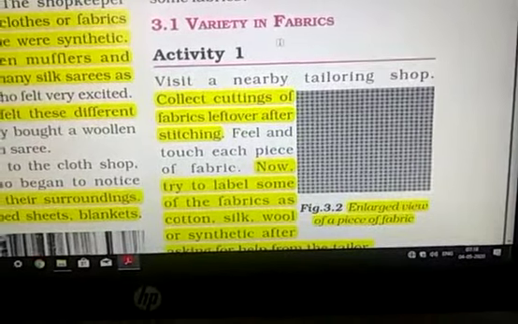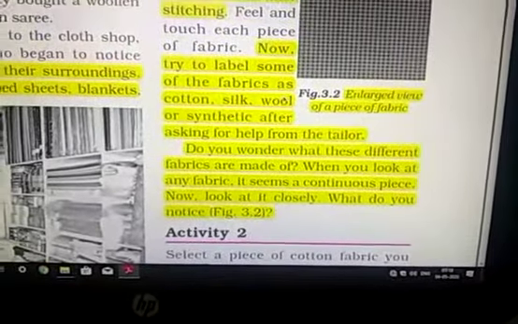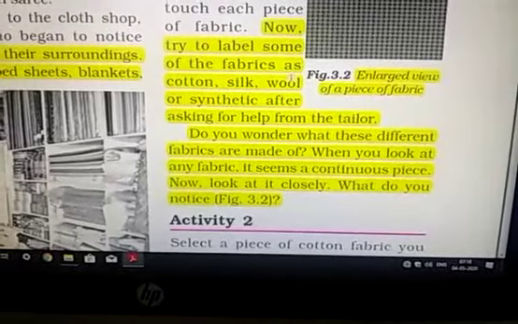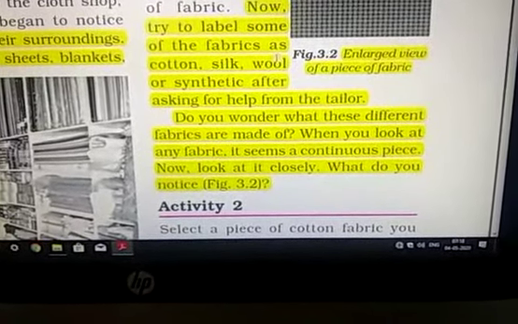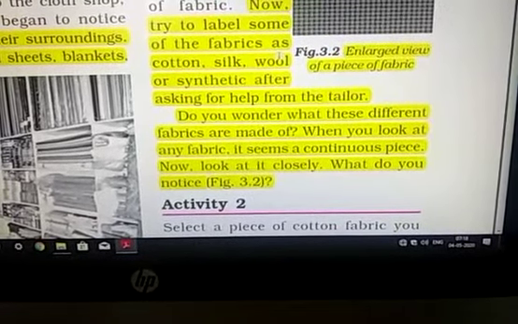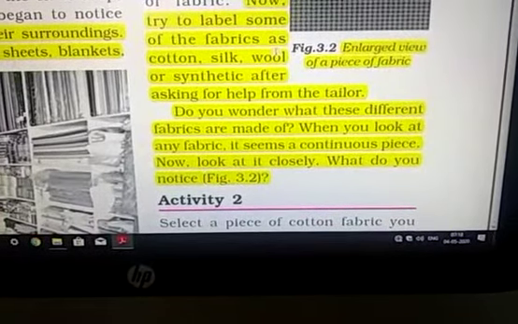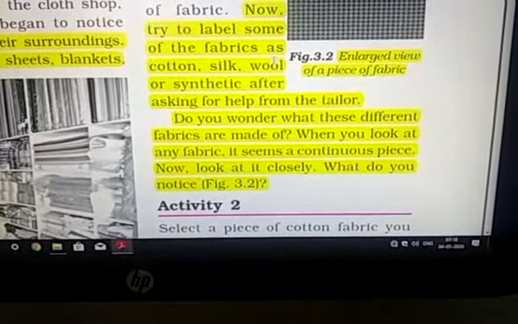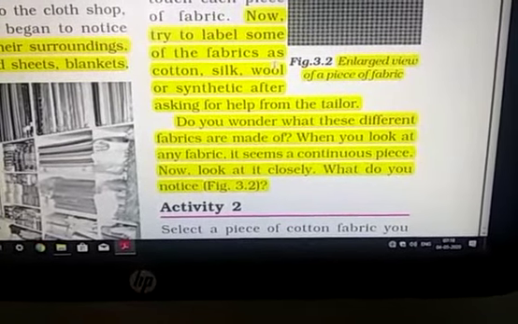So collect some cuttings of fabric from a tailor shop. Now try to label some of the fabrics as cotton, silk, wool or synthetic after asking your parents or with the help of the tailor. Do you wonder what these different fabrics are made of? They are made up of separate fibers. When you look at any fabric, it seems to be continuous, but as I already told you, it is made up of separate fibers.